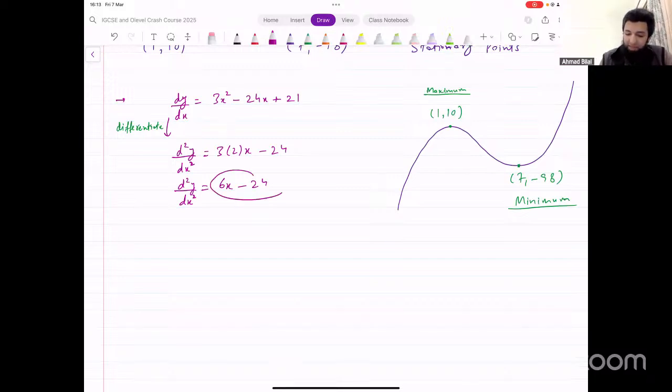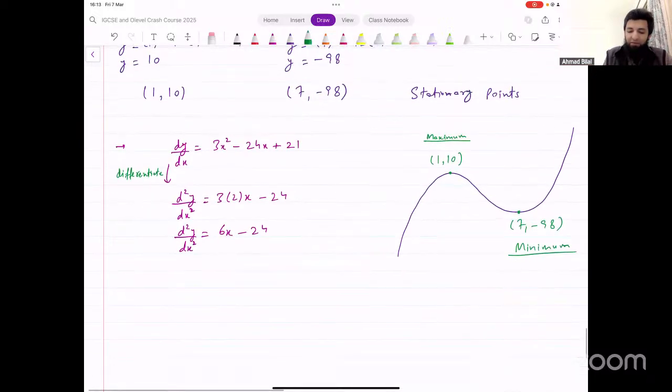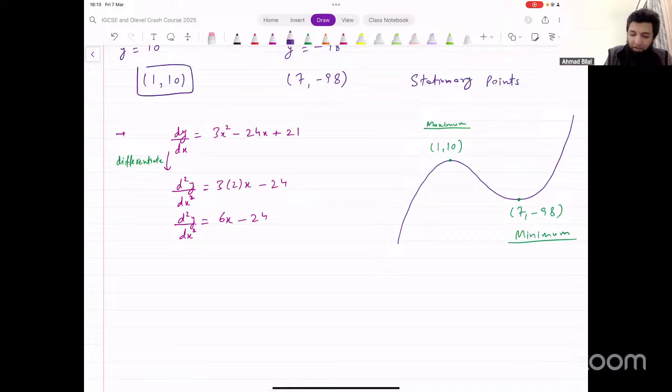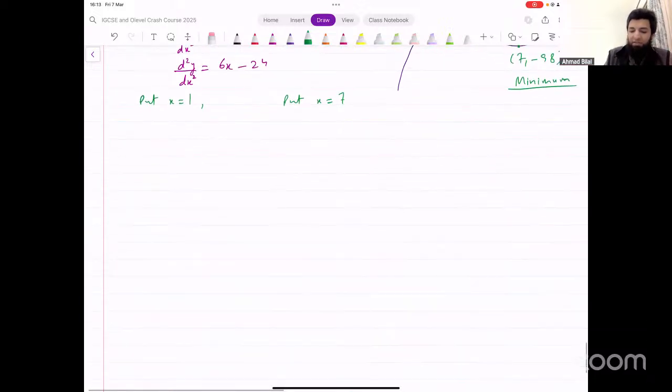Now, if this second derivative is positive, then you would have a minimum point. And if the second derivative is negative, you would have a maximum point. We don't know if it's negative or positive, it would depend on the value of x, because it's in terms of x. So what we do at this point is put in the values of x that we had for those turning points. This was one turning point, 1 and 10, and this was another turning point, 7 and minus 28. We input x equals 1 once, and then x equals 7, the other x coordinate.